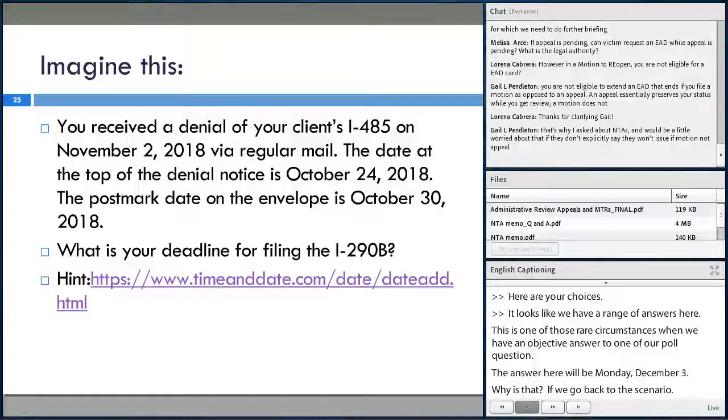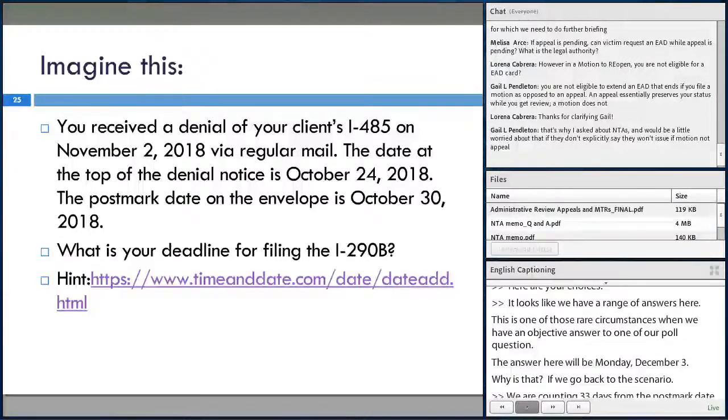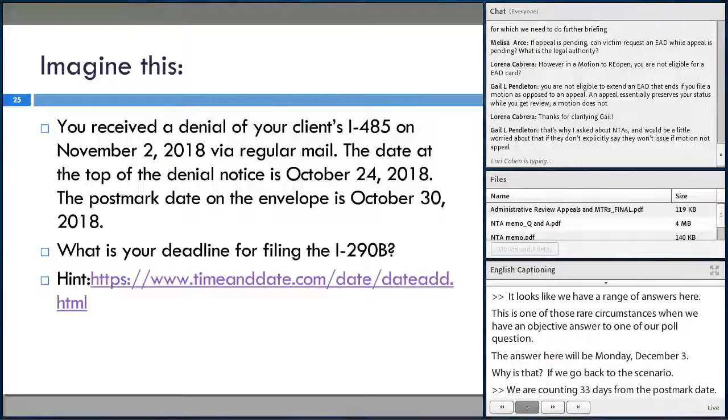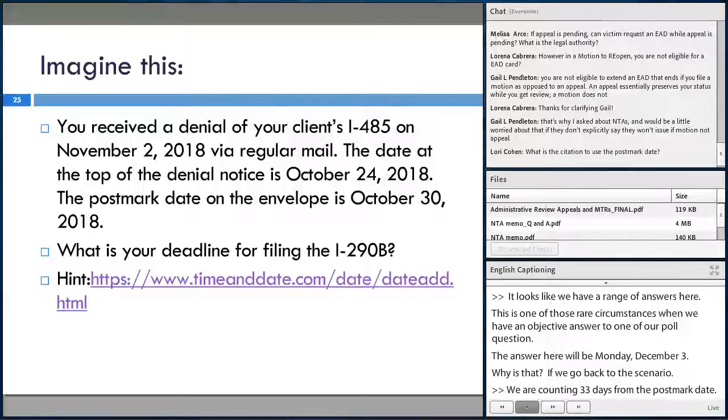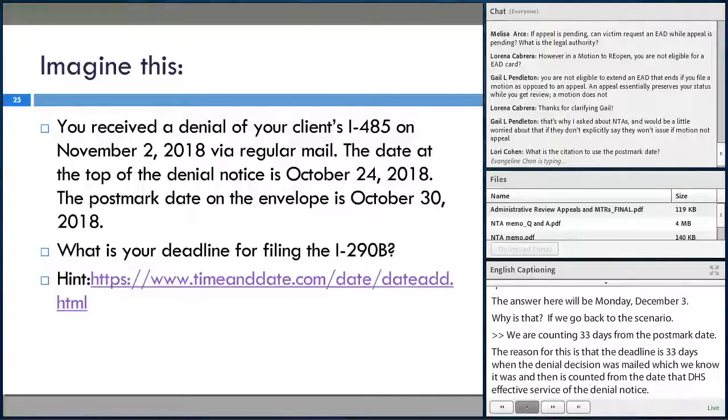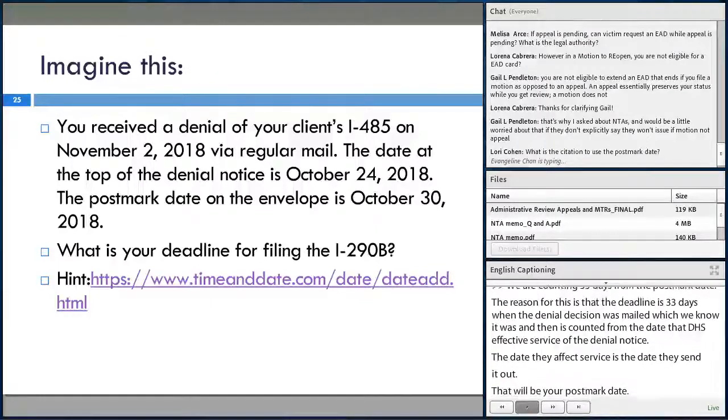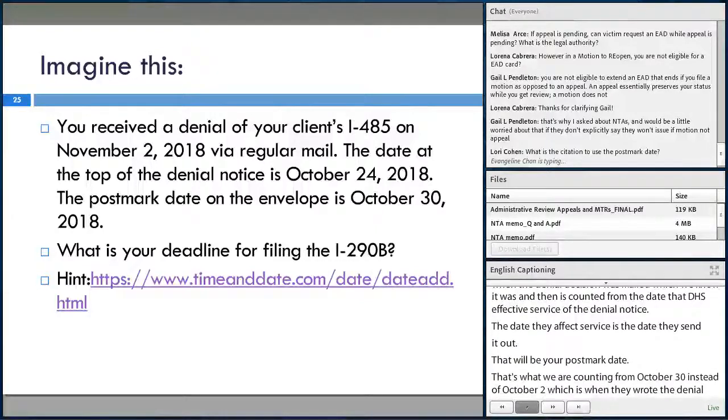So we are counting 33 days from the postmark date. The reason for this is that the deadline is 33 days when the denial decision was mailed, right, which we know it was in this situation, and it's counted from the date that DHS effected service of the denial notice. The date that they effect service is the date that they send it out. So that's going to be your postmark date. And so that's what we're counting from, October 30th, instead of October 24th, which is when they wrote their denial notice, and also not November 2nd, because it doesn't actually matter when you received it. What matters is when they sent it.